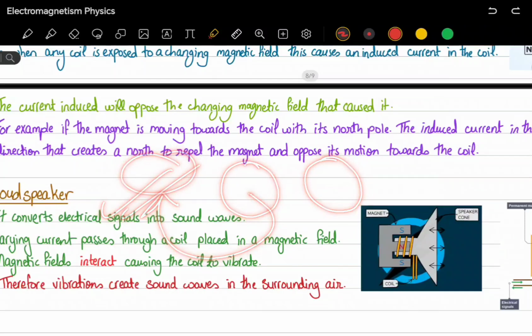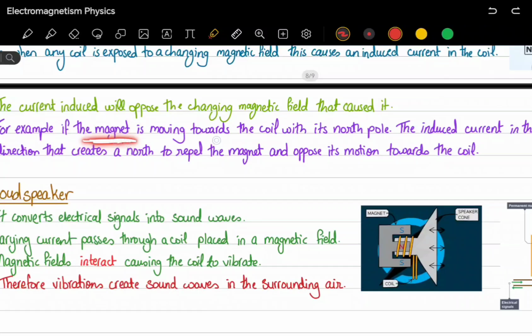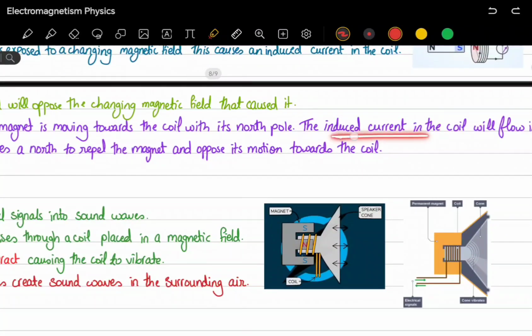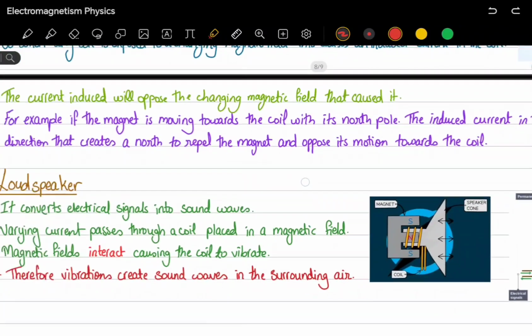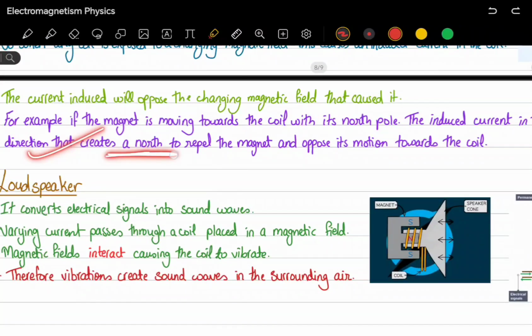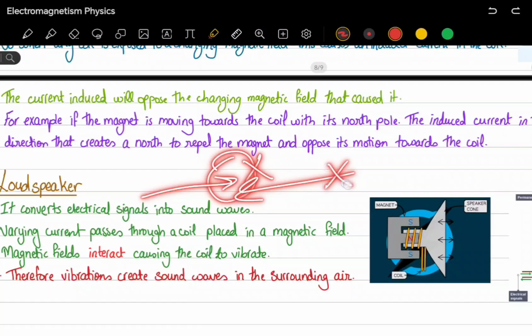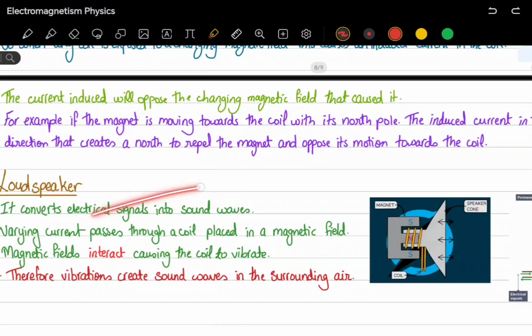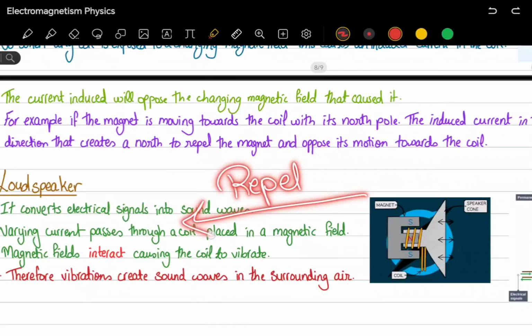For example, if the magnet is moving towards the coil with a north pole, what does it do? It induces a current in the coil, but this current will flow in a direction that will create a north pole in order to repel the magnet and to oppose its motion towards the coil. So as if the coil says to the magnet that if you want to enter, I won't let you. And if you want to leave, I won't let you. So if the bar magnet is trying to enter the coil, it will try to repel it. And if it wants to leave the coil, it will attract it.